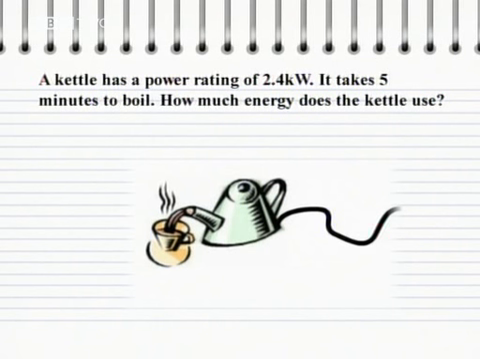Here's a question about electrical energy. A kettle has a power rating of 2.4 kilowatts. It takes 5 minutes to boil. How much energy is used?